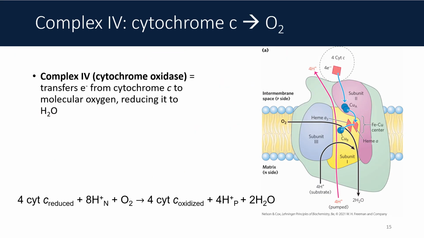The last stop, complex 4, cytochrome oxidase, is a large and mysterious enzyme. Its job is to transfer electrons from cytochrome C, that's the shuttle that we just charged up in our previous step, and dump those onto a molecular oxygen molecule, reducing it to water. This is going to be the final stop of the ETC.